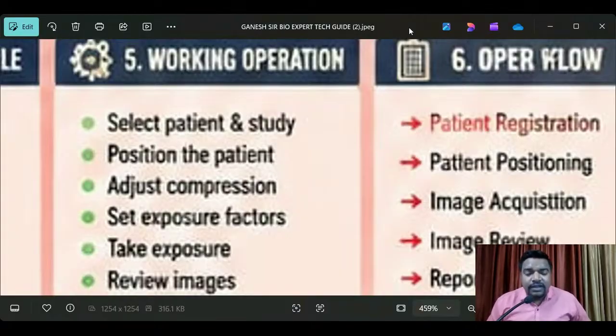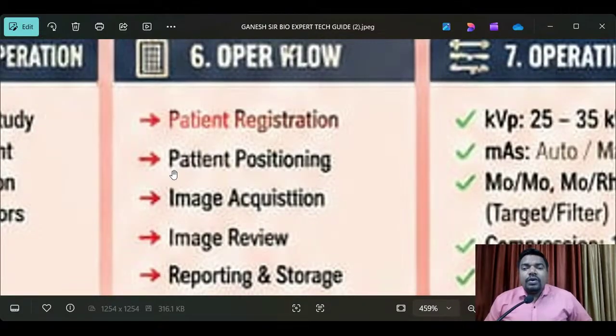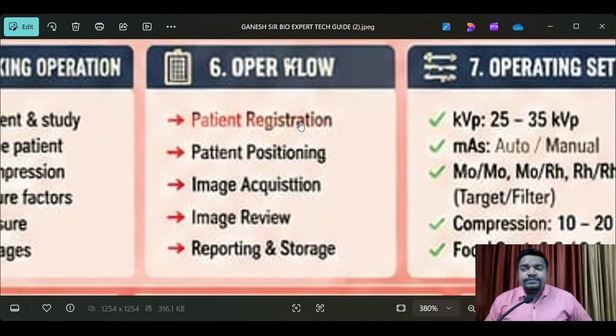Here is the working operation of mammography. These are the points to keep in mind. For any company, make, or model, these are the basic working operations. Now let me say the operation workflow. These are the pinpoint informations. As a biomedical engineer, these are important, so that you can maintain good face value and respond instantly.